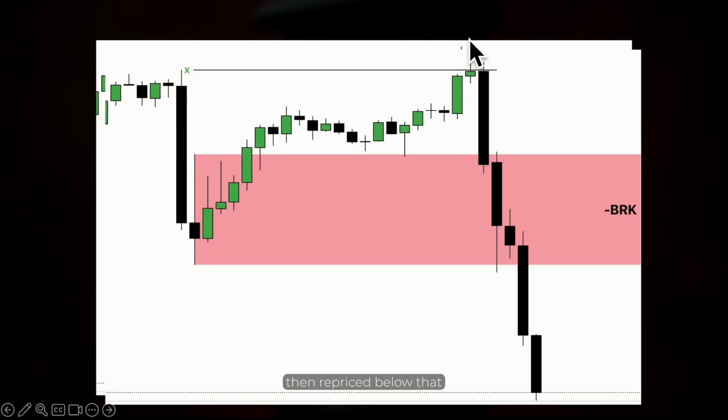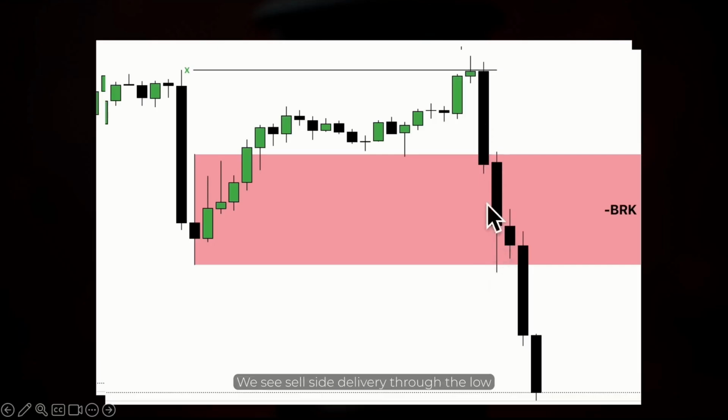Notice that the market then repriced below that down close candle's low with this candle right here. Notice that we just wicked below it and we then offered buy side back into that range to close it. Notice that the market then expanded away without having to retrace. Why? Because what's taking place right here is the following.